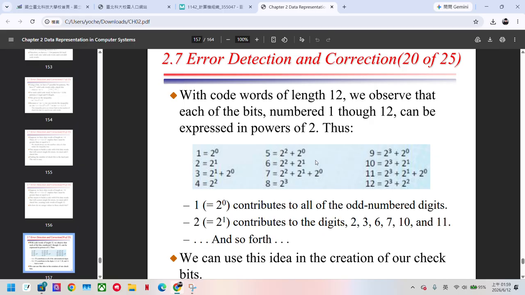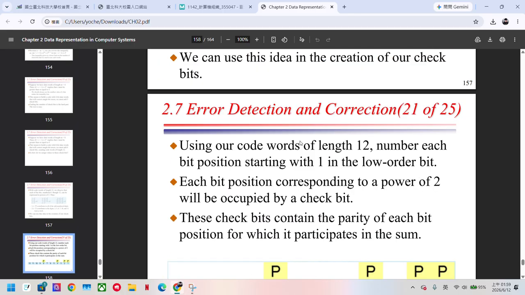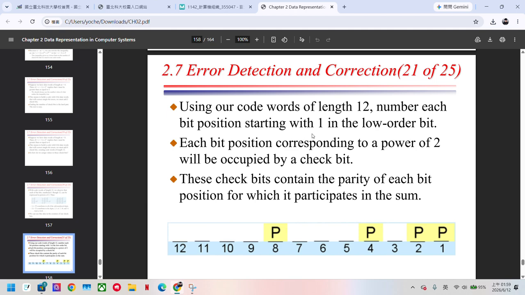With 12-bit code words, we observe that each bit's position can be expressed as a sum of powers of 2. For instance, 1 is shown like this. This mathematical structure is the key to creating our check bits. Following this, each bit position corresponding to a power of 2 is reserved for a check bit. This check bit stores the parity of all bit positions that participate in its specific summation group.